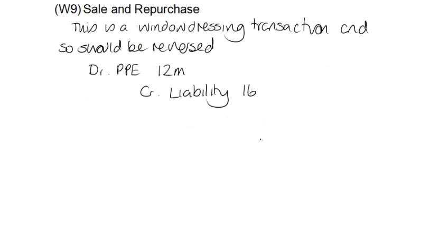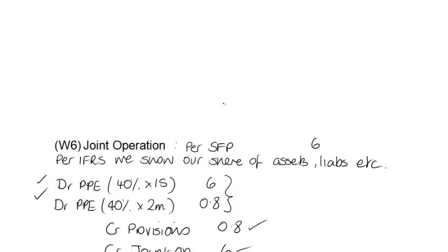Well, we haven't passed on the risks and rewards of ownership because we know we're going to buy it back. So therefore I'm going to reverse that profit. So debit the statement of profit or loss, which flows through, of course, to retained earnings, with 4 million. So let's reflect that in our accounts.